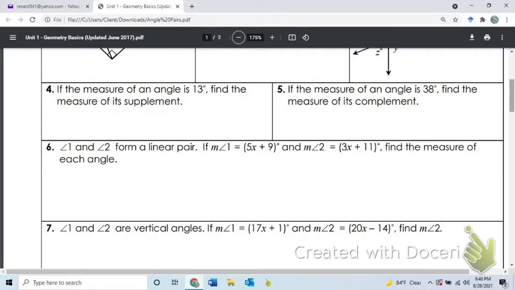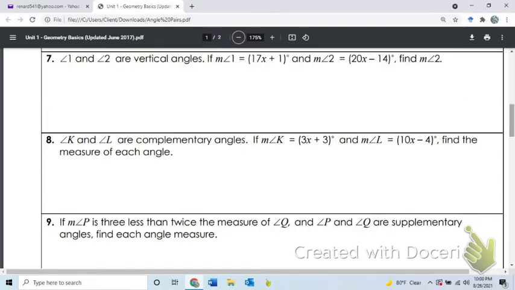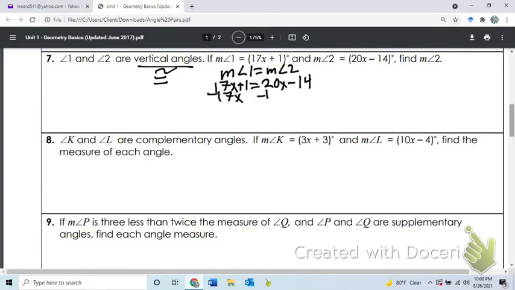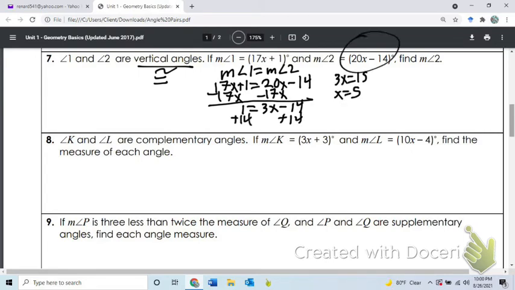Which brings us to number 7. So 1 and 2 are vertical angles. Vertical angles are congruent, which means their measures are equal. So that's what we do. We go 17x plus 1 equals 20x minus 14. Combine like terms. Add 14. And divide by 3. We get x equals 5.